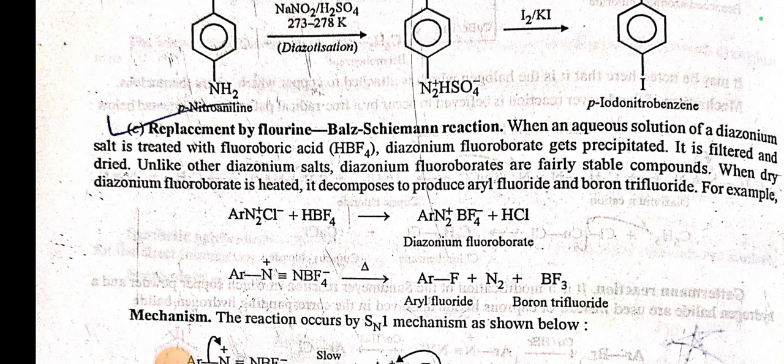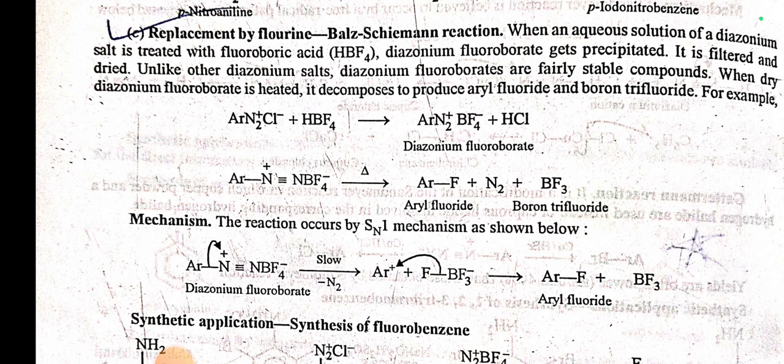Replacement by fluorine. Balz-Schiemann reaction. When an aqueous solution of a diazonium salt is treated with fluoroboric acid HBF4, diazonium fluoroborate gets precipitated. It is filtered and dried. Unlike other diazonium salts, diazonium fluoroborates are fairly stable compounds. When dry diazonium fluoroborate is heated, it decomposes to produce aryl fluoride and boron trifluoride. For example, ArN2+Cl- plus HBF4 gives diazonium fluoroborate ArN2+BF4- plus HCl.